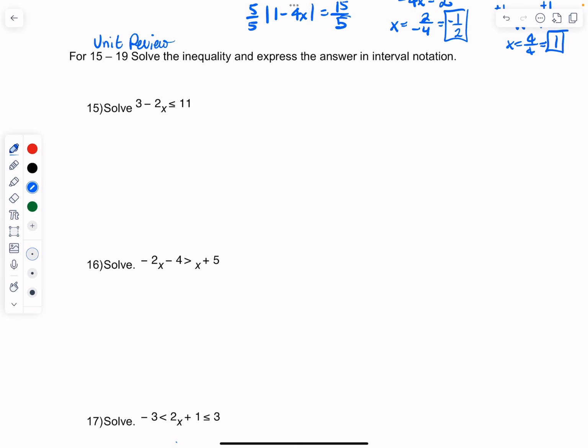All right, this is questions 15 through 19. Solve the inequality and express the answer in interval notation. So number 15, we want to isolate x, okay?